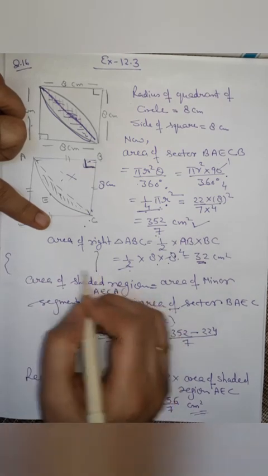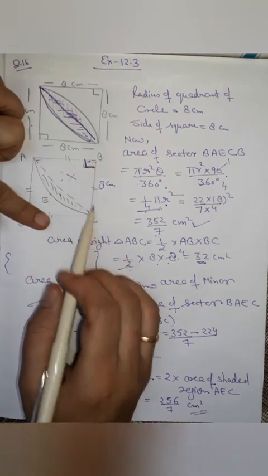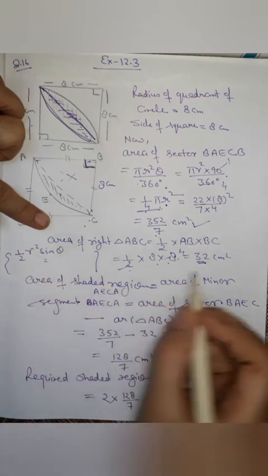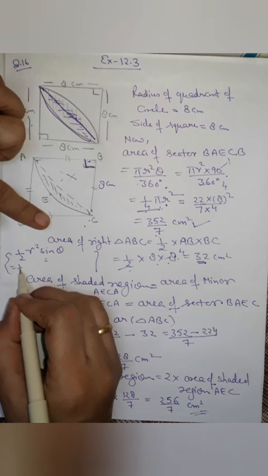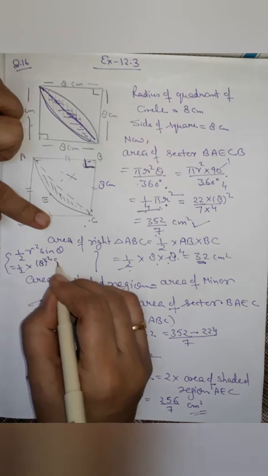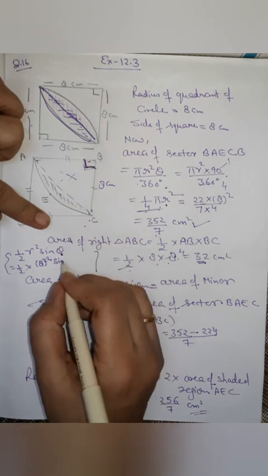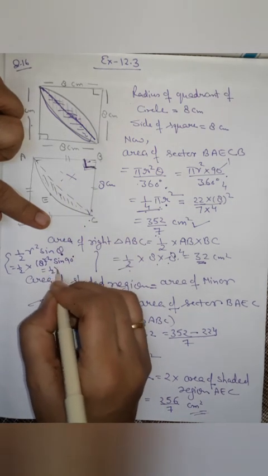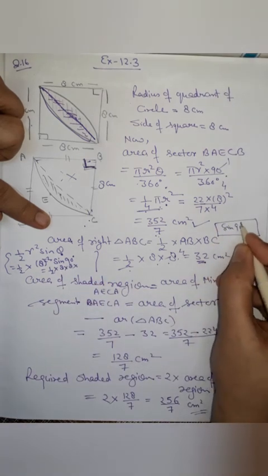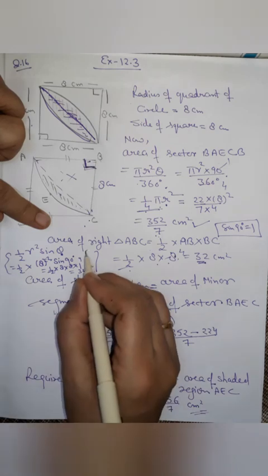Students, here I told you one more formula to calculate the area of a triangle in which two sides are equal to the radius, that is 1/2 r square sine theta. We'll see that by both formulas we get the same value. Here the radius of the quadrant is 8 centimeter, so r square means 8 square. Sine theta: theta is the central angle, which is 90 degrees here, so sine 90. Now 1/2 multiplied by 8 square, and we should know sine 90 is equal to 1. So cancelling it, we get 32 centimeter square.